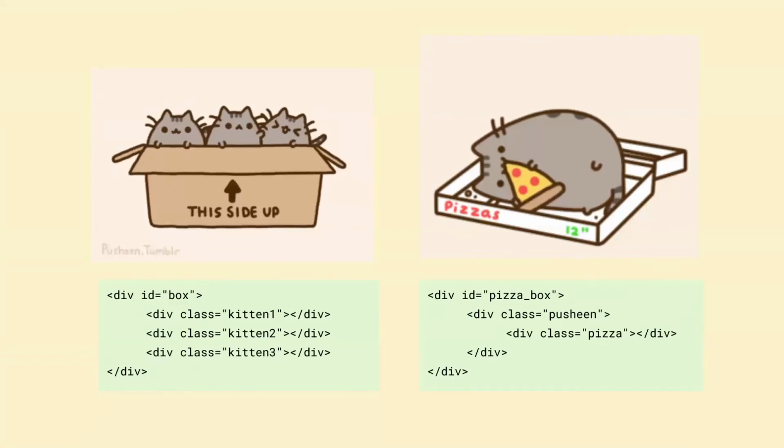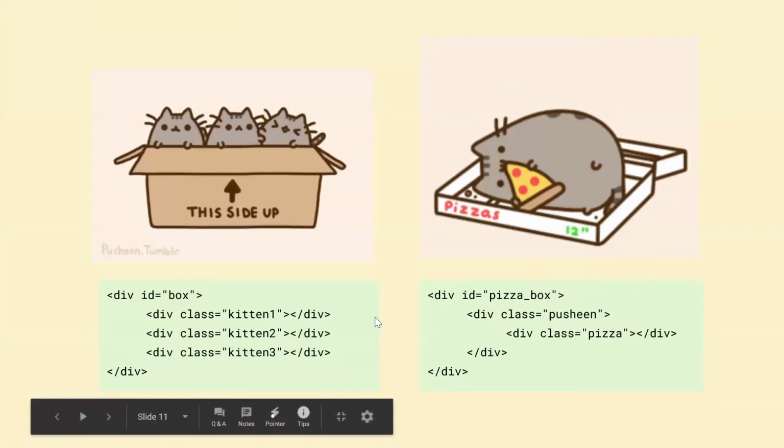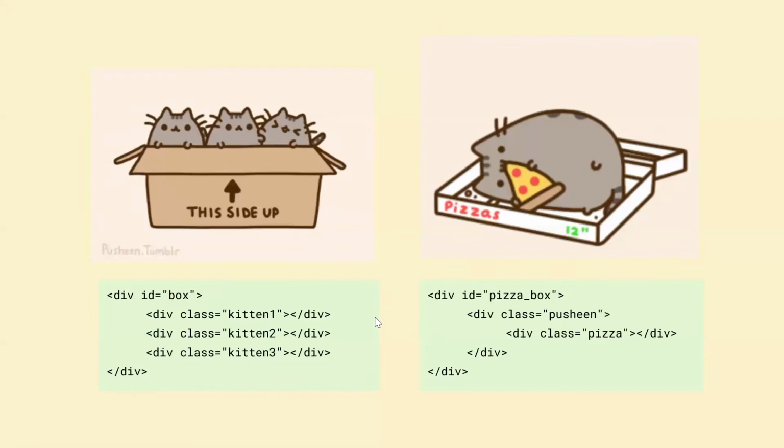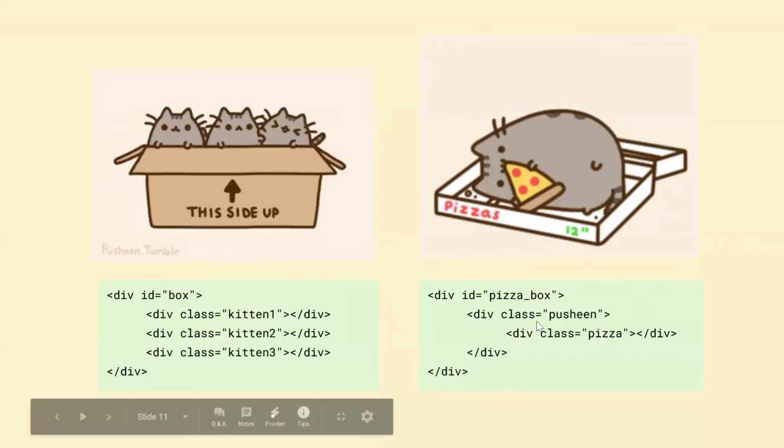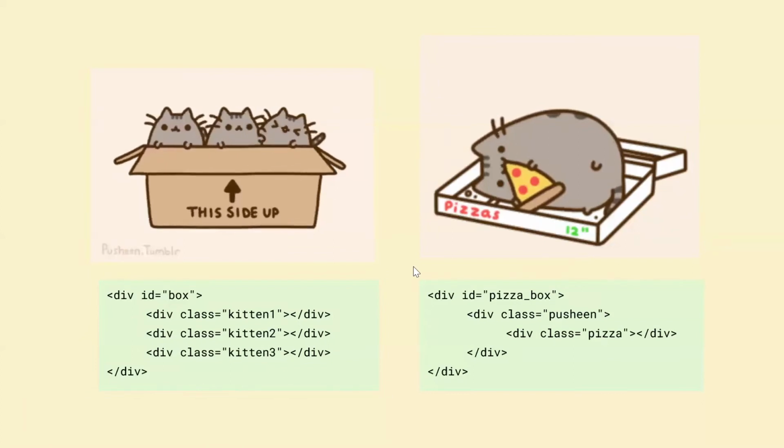In the next picture, we see a different type of box with Pusheen inside it. And in Pusheen's mouth, we see a pizza. The way I describe this in divs is by making the big box, the pizza box, the div that everything is inside of. I made Pusheen the next level div and the pizza inside Pusheen. How do you think this should be organized?